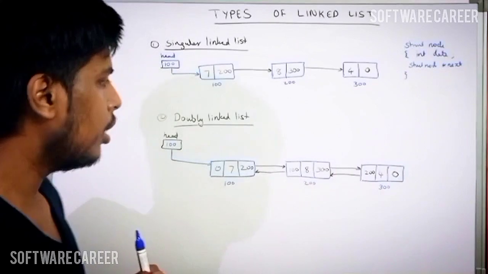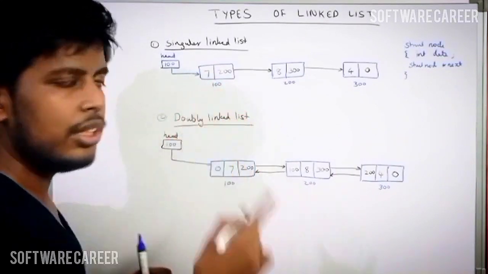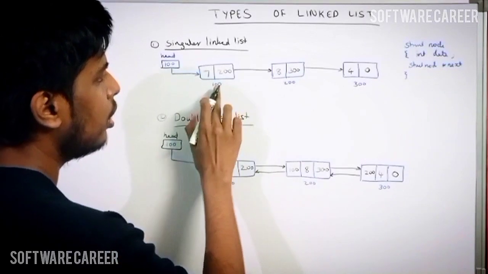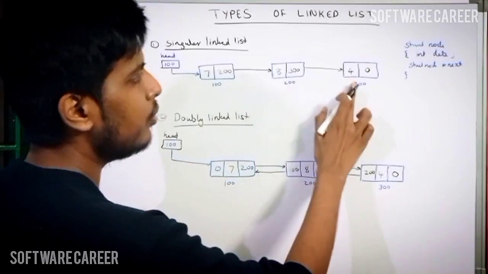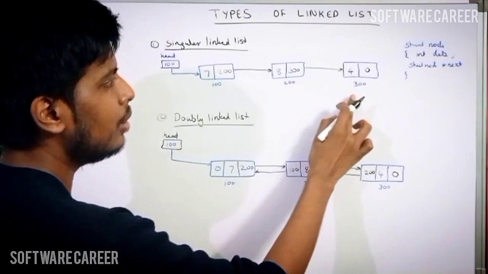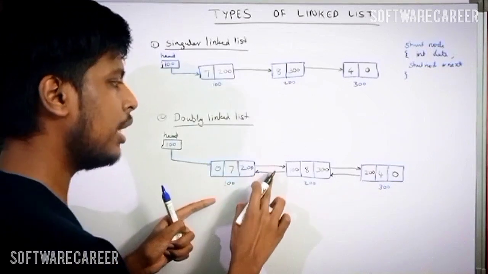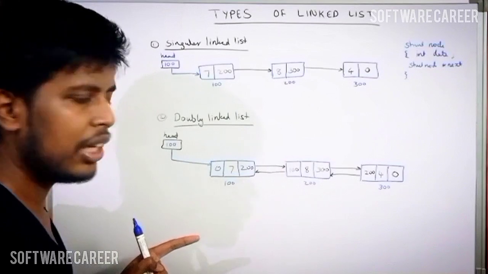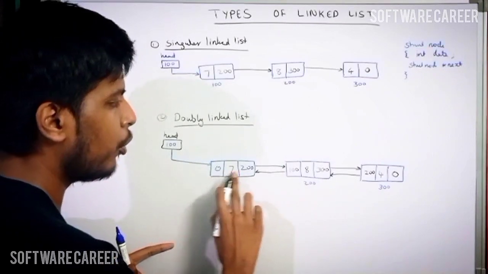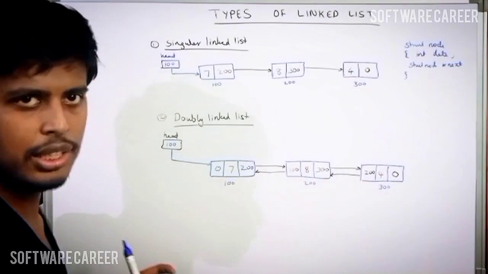Now in the previous singly linked list you have seen the traversal is done in the forward direction. If you are at 7, the first element, then you can go to 8, then 4. In the forward direction you can't come back 4, 8, 7. But here there are two links. One is the forward link and another is the backward link. So you can go in the forward direction 7, 8, 4, then you can come back 4, 8, 7 like this.